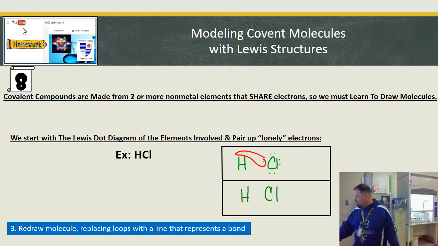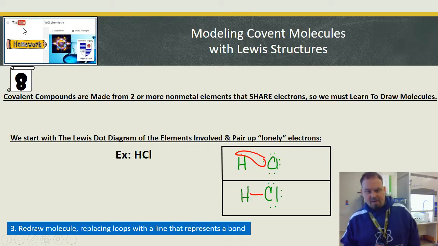It just needs to go in between the two. It's going to take up most of the space, like that. Boom, there's my bond. And I've got to bring these paired electrons along with it. Now, that is a completed diagram, and we're done.